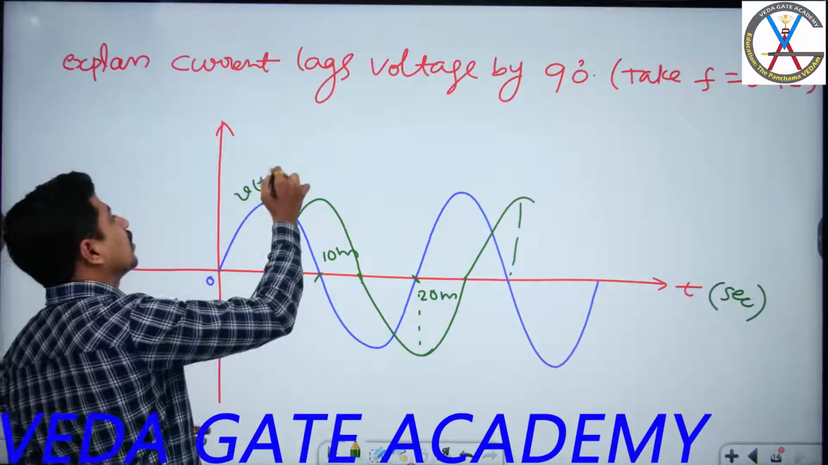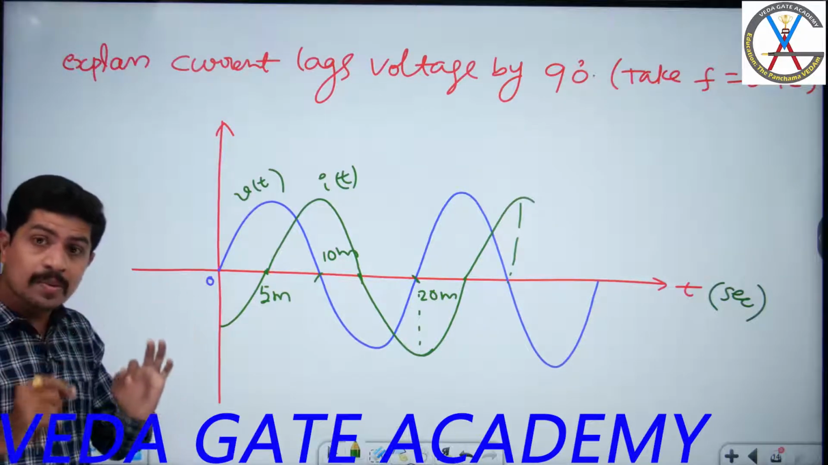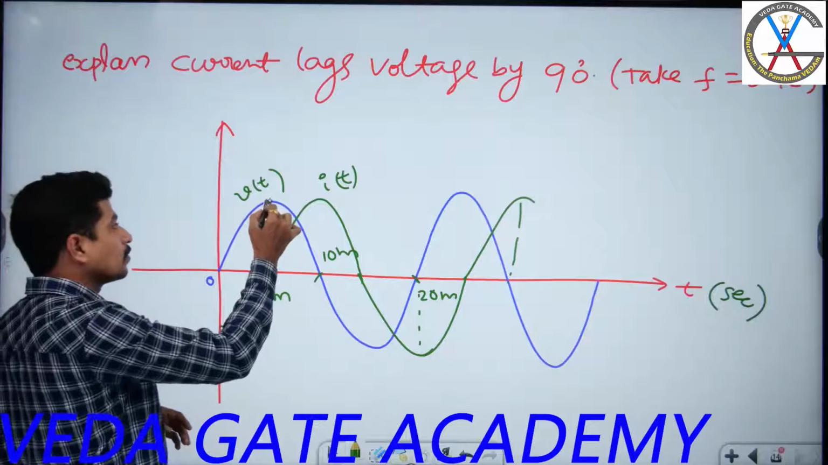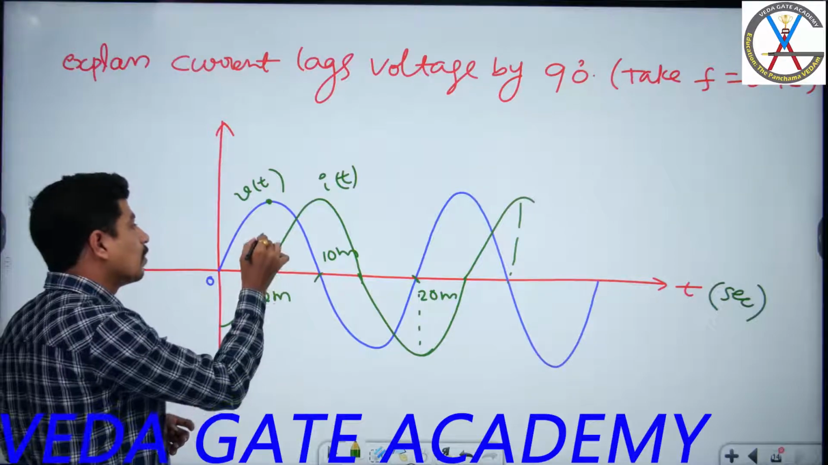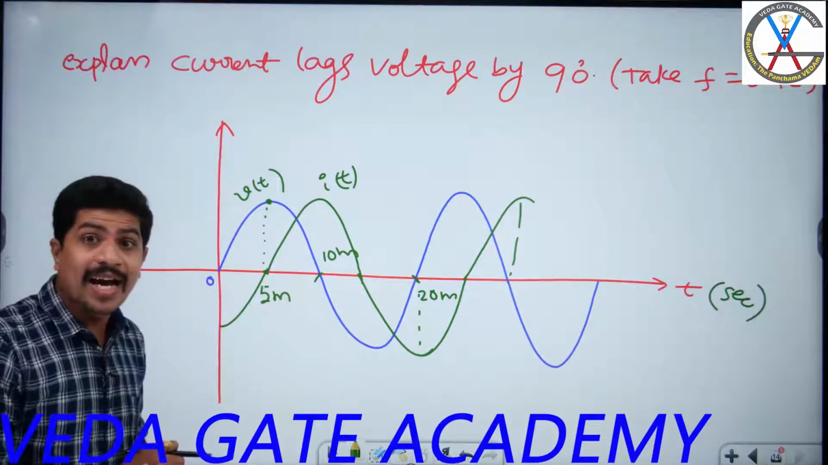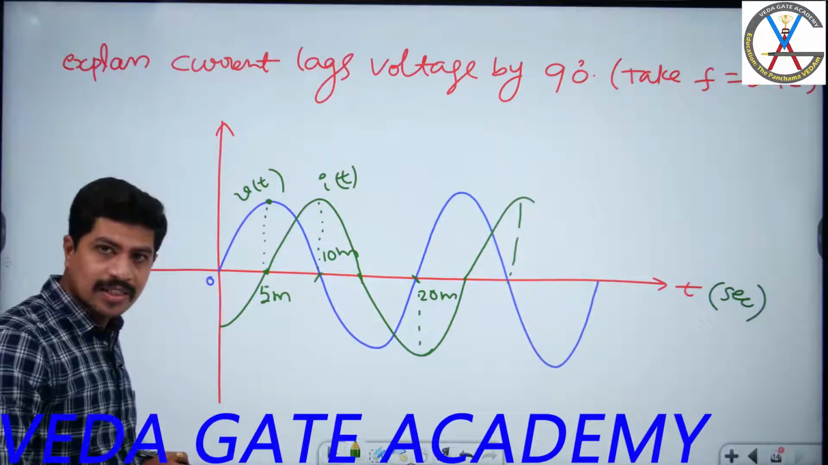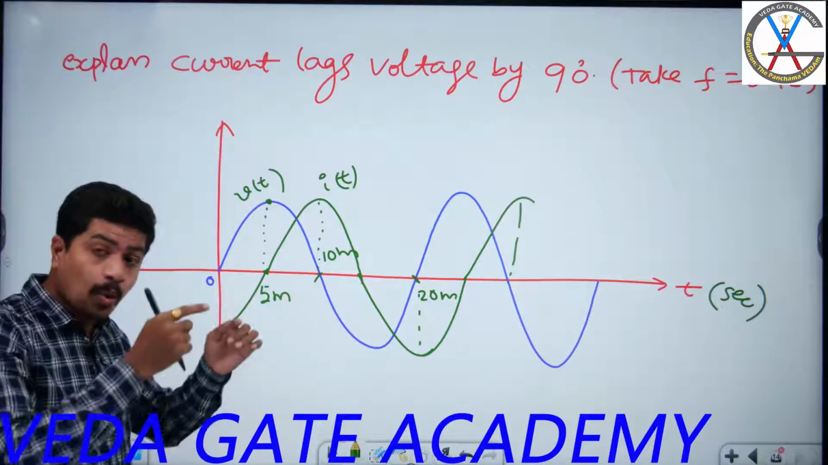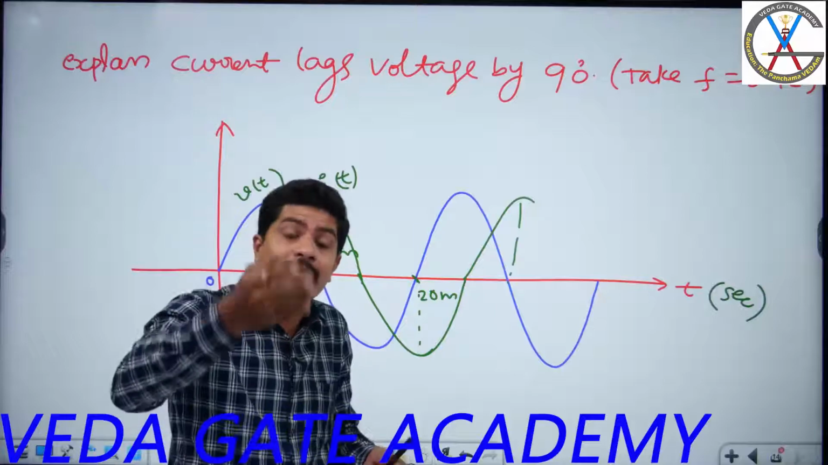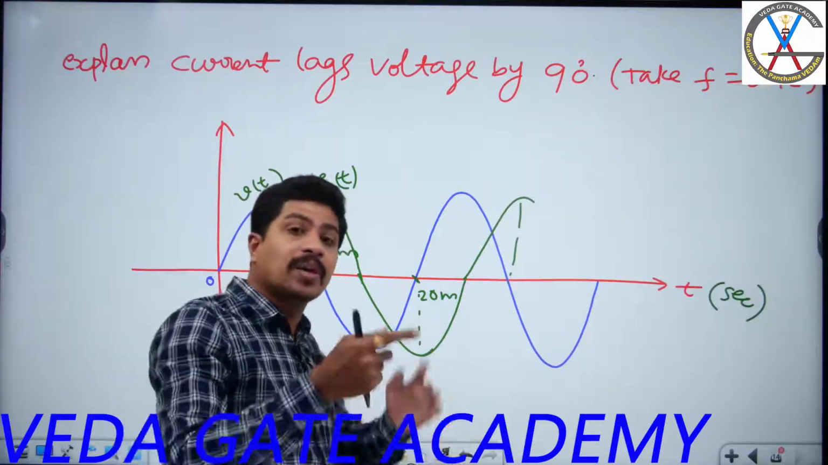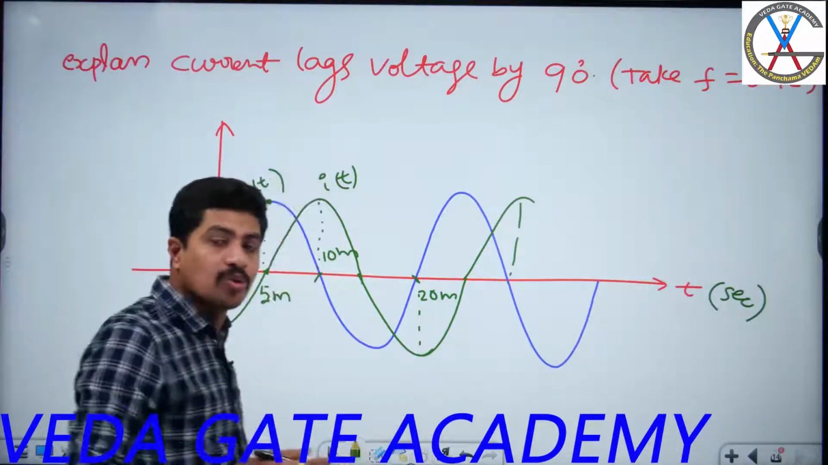This is V of t, this is I of t. Now we have to compare either maximums or minimums or zeros. This is the maximum value of voltage, and it became maximum at t equal to 5 milliseconds. The current becomes maximum at t equal to 10 milliseconds. The time difference between voltage becoming maximum and current becoming maximum is 5 milliseconds. That is what lagging means. Now see the minimum also.